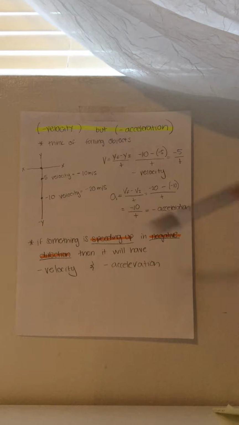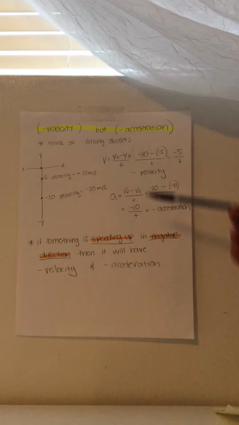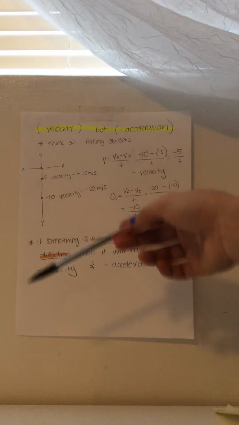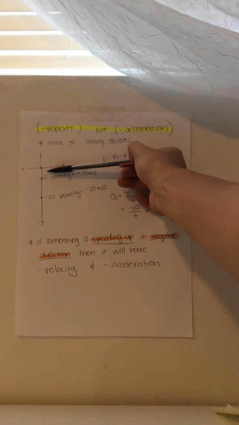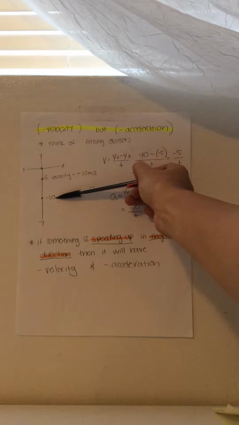Okay, so now I'm going to explain how you can get a negative velocity but a negative acceleration. Once again, make sure to use your velocity and acceleration equation to guide you. In this situation, I'm going to describe an object going in a negative direction in the y direction. So here, an object goes from -5 to -10.